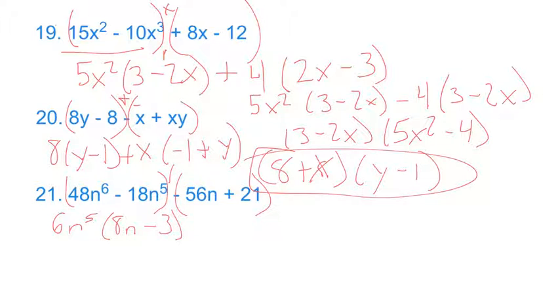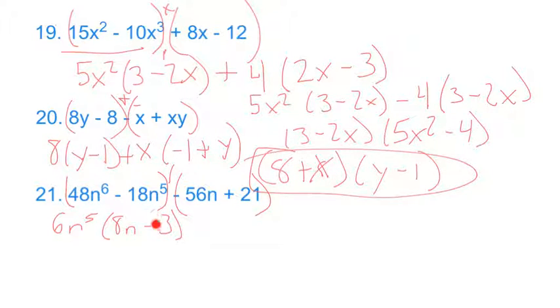n to the 5th would cancel out. These n to the 5th would cancel out. n to the 6th divided by n to the 5th gave me just an n to the 1. All right, now over here, I would find a common factor of what? 7. They both have a common factor of 7.